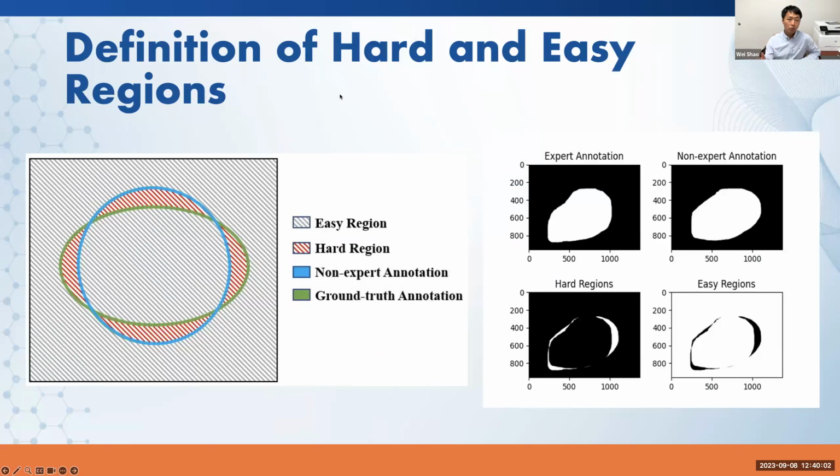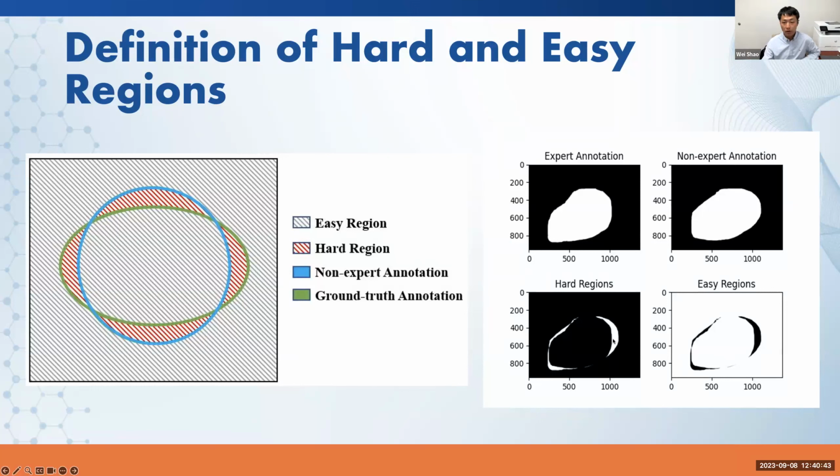To take advantage of the expert and non-expert annotations, this figure gives you an idea how we use them. Those are the regions we define as easy to segment, even for a non-expert. But those regions are the disagreement between the expert and the non-expert, so we consider them really hard to segment. For this example, those are the hard-to-segment regions and those are the easy-to-segment regions. Most of the regions are easy to segment, but some regions are much harder.